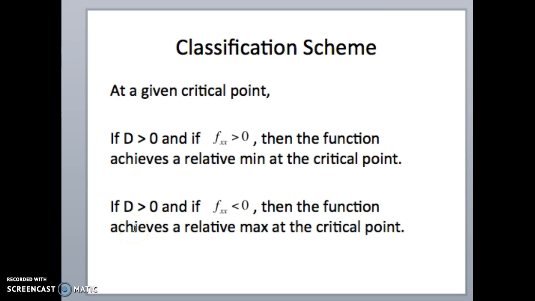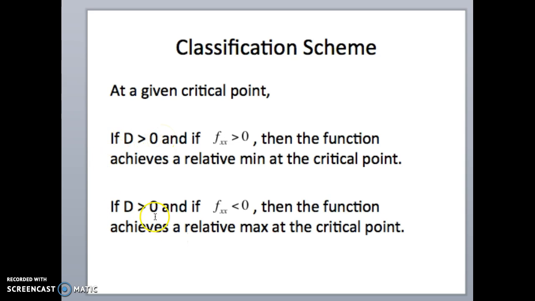So here we go. Here's our first criterion. If D is positive and fxx is positive, then we have a relative min. And recognize this is very similar to the second derivative test. If the second derivative was positive, we had a min. Notice if fxx is positive, we have a min, but only when D is greater than 0.